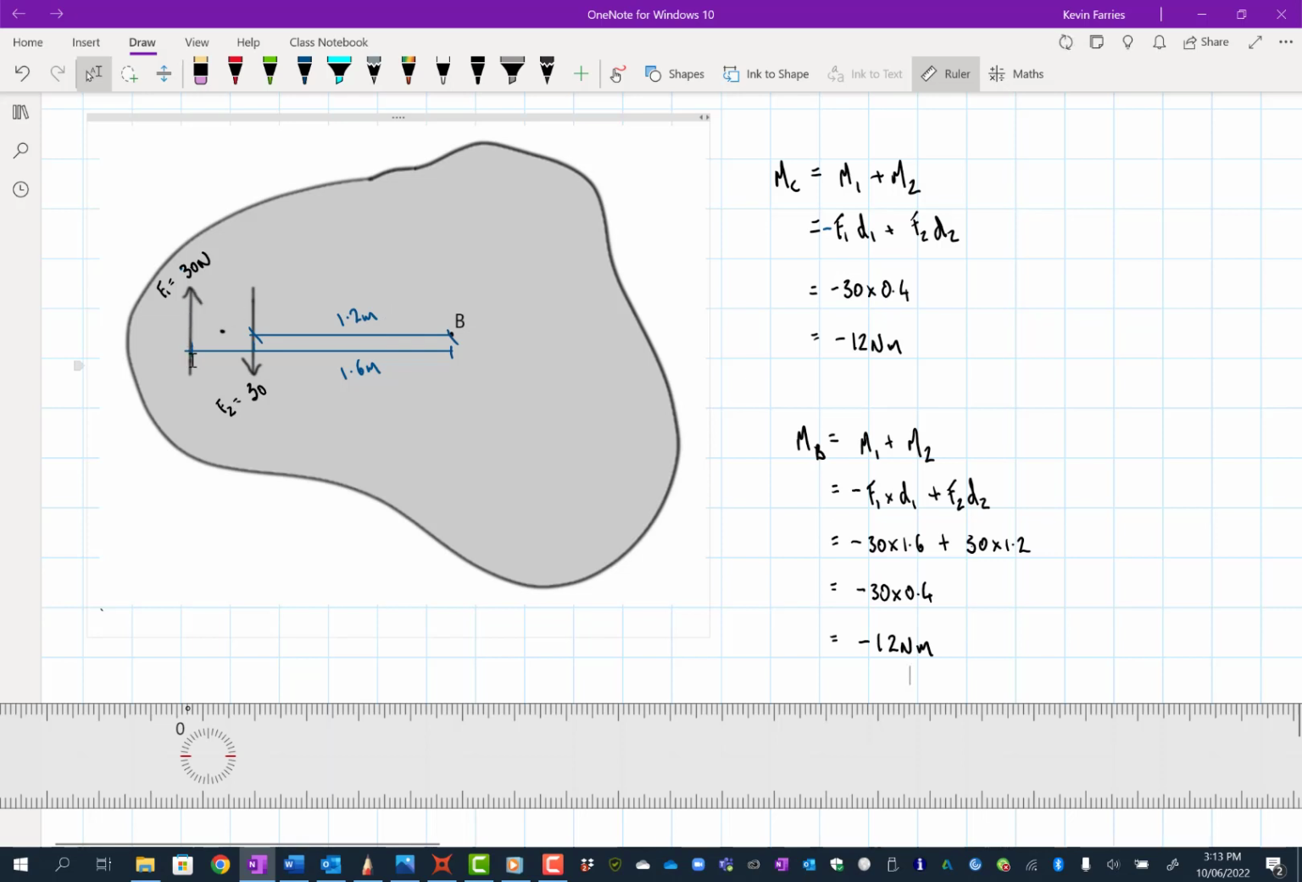So in this case, we've got y components, one up, one down. Those y components will cancel out, and the overall force will be 0.